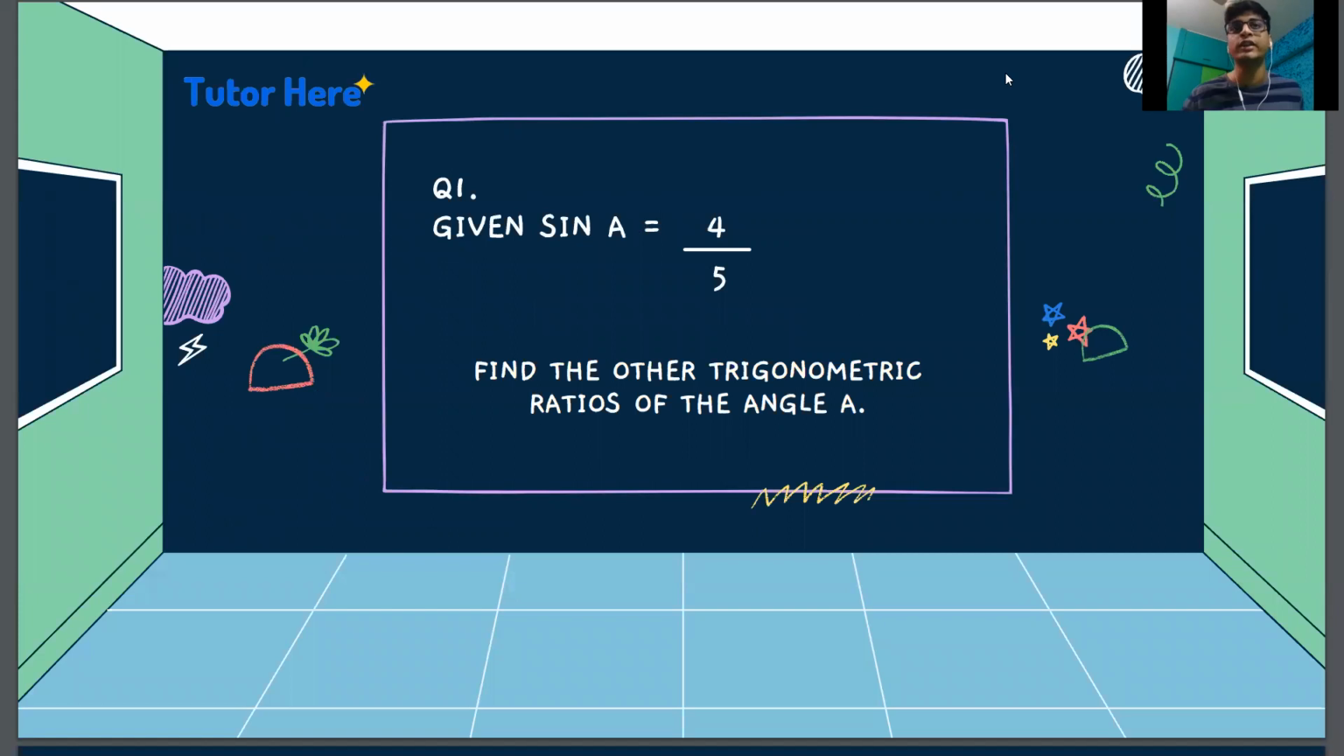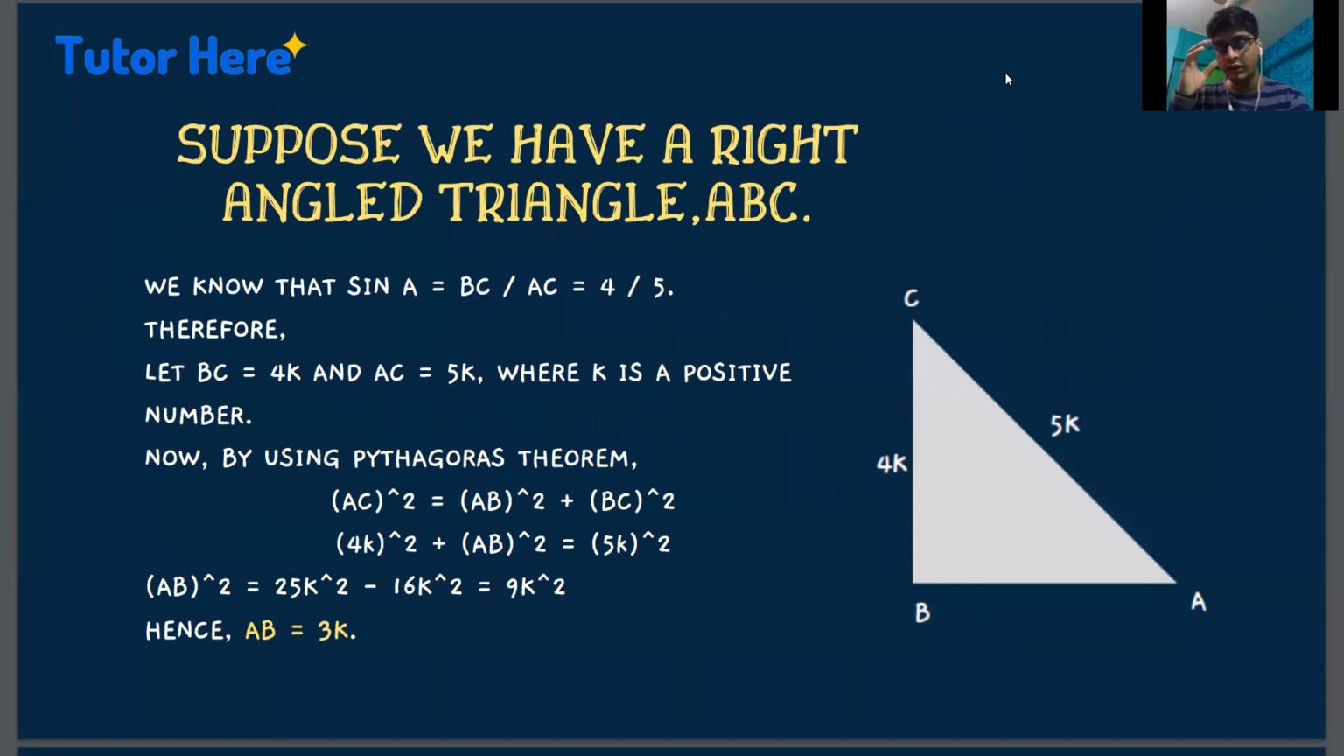Now let's look at a question. Suppose we have sine A equal to 4 by 5. Let's try to find out the other trigonometric ratios of angle A. Suppose we have a right angle triangle ABC as I've mentioned here. We know that sine A is equal to BC by AC, which is 4 by 5. Therefore, let BC be 4K and AC be 5K, where K is any positive number.